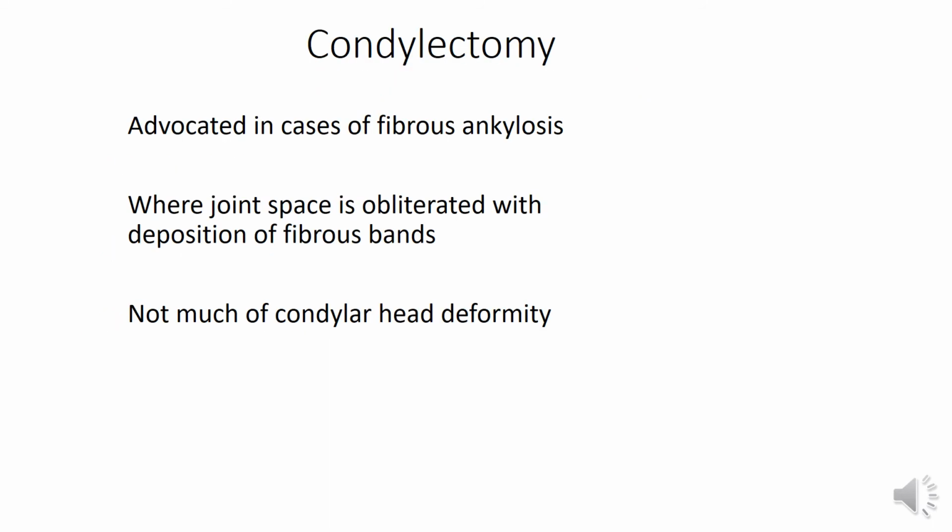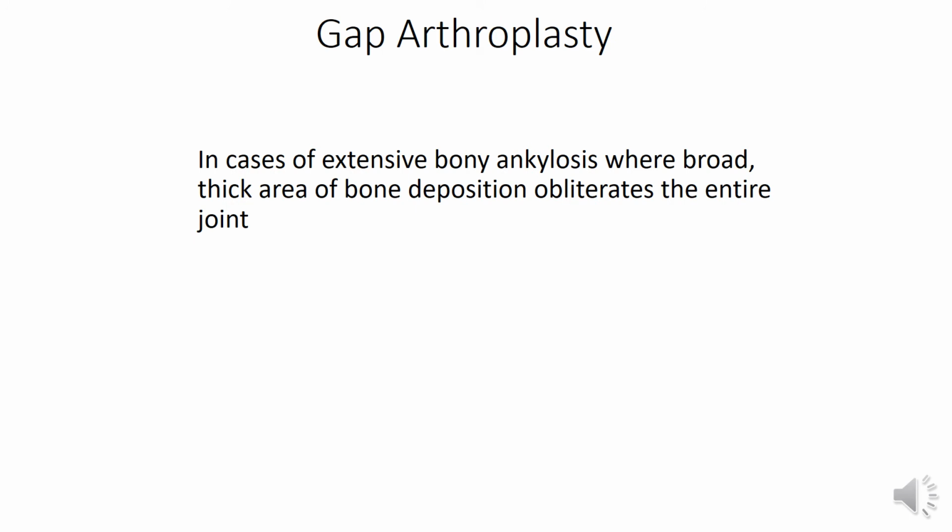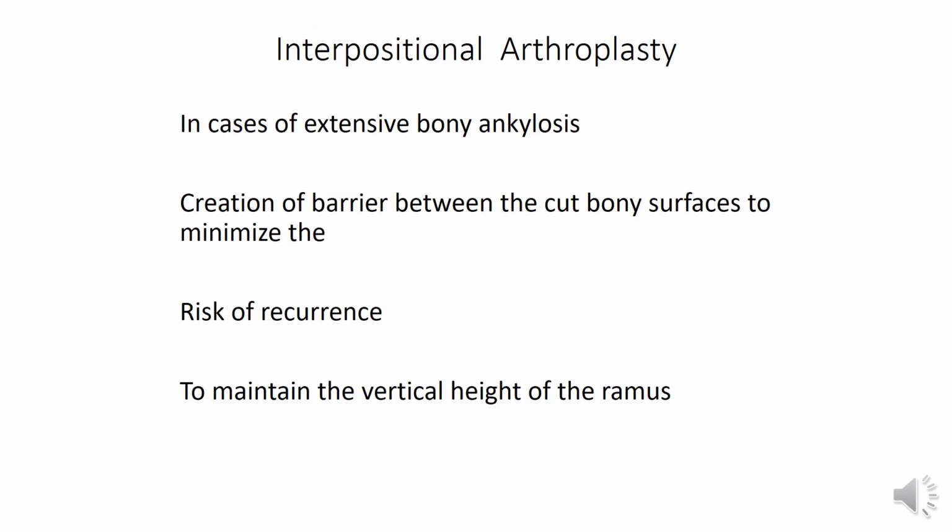The condylectomy is advocated in case of fibrous ankylosis, where the joint space is obliterated with the deposition of fibrous band. There is not much condylar head deformity, so condylectomy alone will help in getting the desired result. Gap arthroplasty is always carried out if there is going to be an extensive bone ankylosis, where a broad thick area of bone obliteration, the entire joint has been obliterated, then you go for gap arthroplasty.